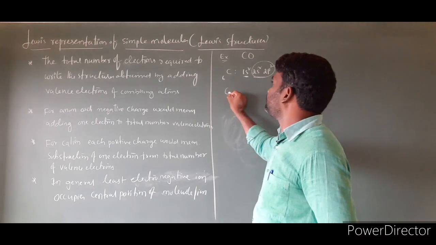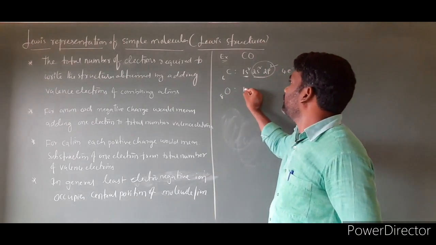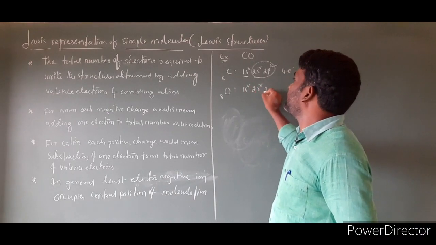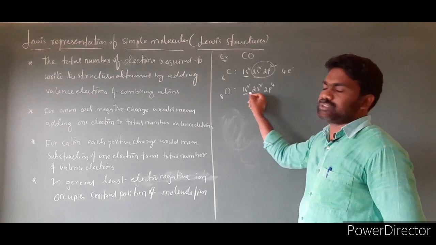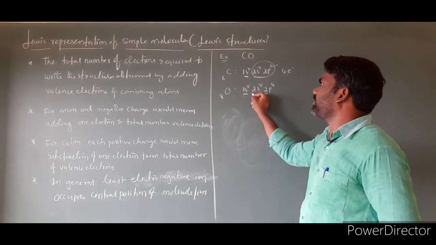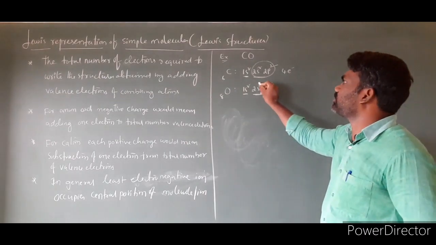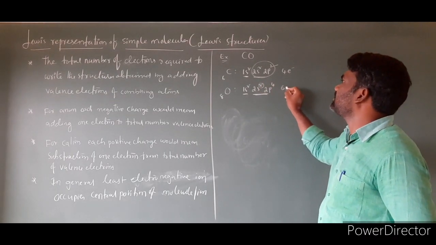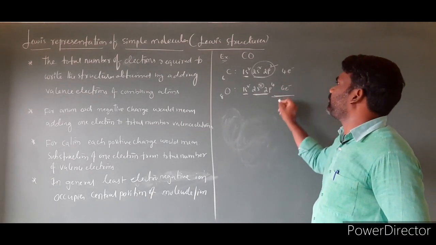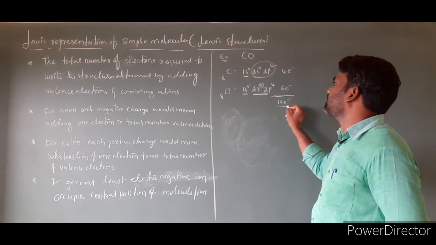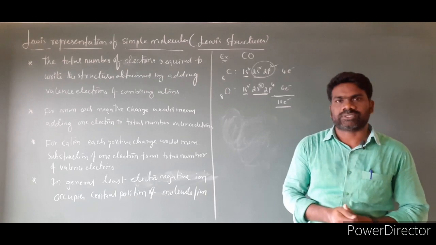Oxygen has atomic number 8. Its electronic configuration is 1s2, 2s2, 2p4. 1s2 is the first shell, and 2s2, 2p4 is the second shell, which is the valence shell. The number of valence electrons is 2 plus 4, that is 6. Total valence electrons is 6 plus 4, that is 10. Now we have the total number of valence electrons as 10.